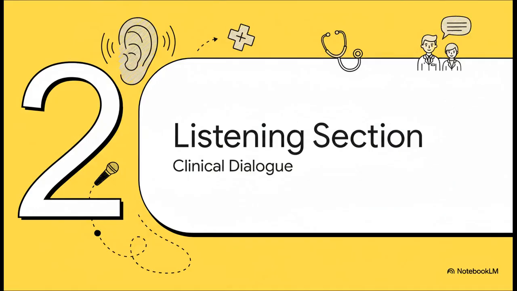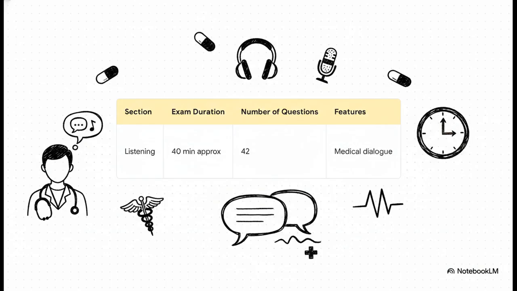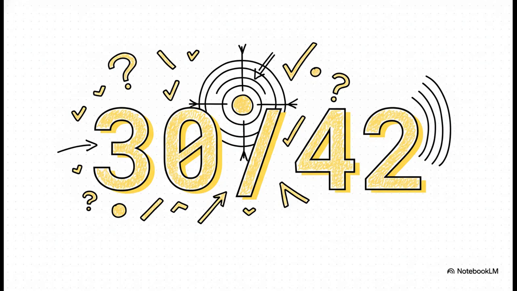First up, the listening section. This part is all about testing your ability to understand spoken English in all kinds of clinical scenarios. You've got about 40 minutes to work through 42 questions. The real challenge here is to listen to recordings of real-world medical conversations and pull out those key details with total accuracy. So what's the magic number? What are you aiming for? Well, to pass the listening section, you're generally going to need to get around 30 out of those 42 questions right. That's a really clear target to keep in mind when you're practicing.